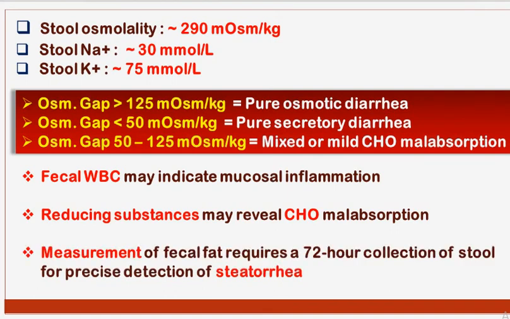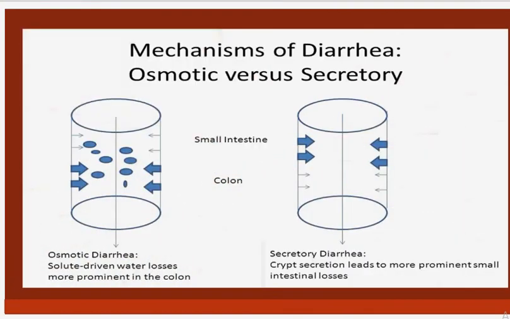Measurement of the fecal fat is very important because of its presence. It means the precise detection of steatorrhea. Now, just to remind you what happened in the osmotic diarrhea and in the secretory diarrhea. Here, presence of non-absorbable solute will pull out the fluid, and can happen in the large bowel more than the small bowel. While here, the presence of toxin will lead to secretion of the chloride ion and water.